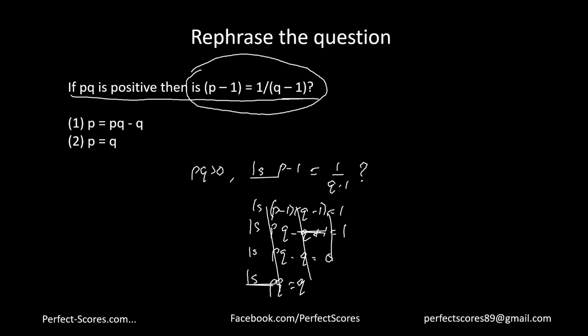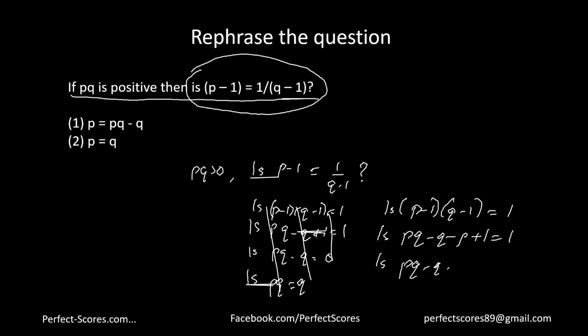Give me a moment. So the question is asking you, is P minus 1 into Q minus 1 equal to 1? And then you have PQ minus Q, then you have minus P, then you have plus 1 is equal to 1. Sorry about that. Then the question is asking you, is PQ minus Q minus P equal to 0? So that is what the question is asking you, right? So you have simplified it, and then you move on to your statement.